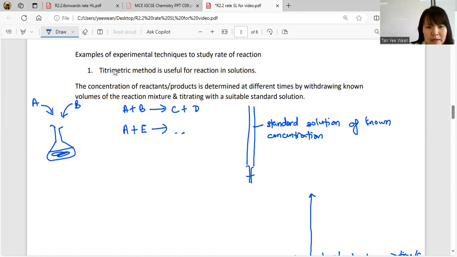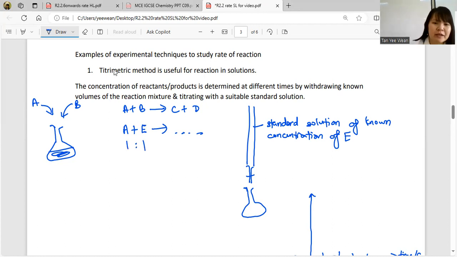It will form something else, doesn't matter. And it gives you a color change here so that you can do titration, so you have an endpoint to look for. Okay, so let's say this is the standard solution of known concentration of E. So what is E? E is something that reacts with A, let's say 1:1 to make it simple.